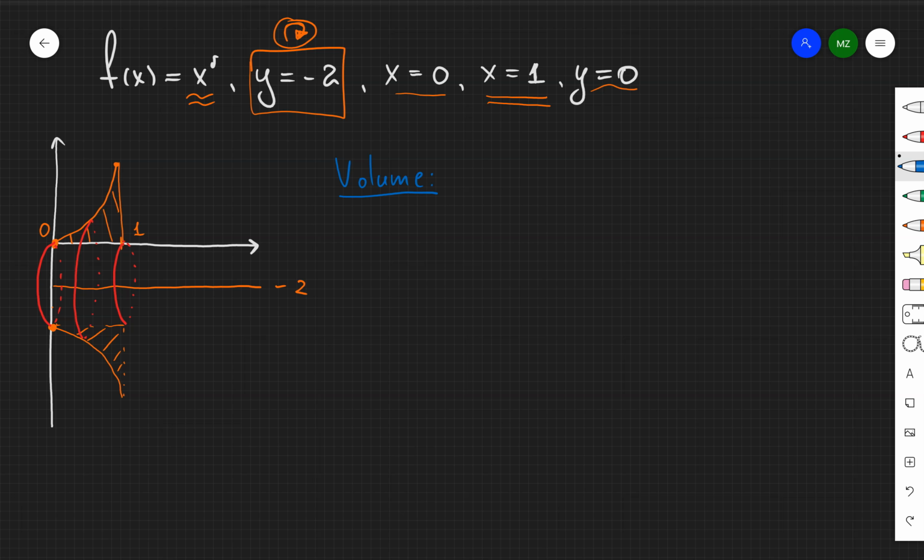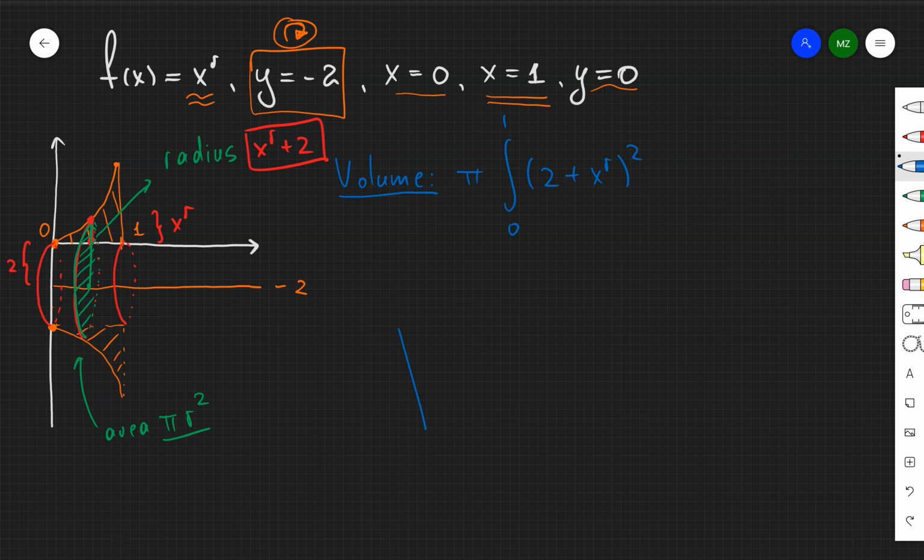Our next step is to find the volume, or to express the volume using the formula that we're familiar with. We remember that we need to figure out what is going to be the radius of our solid, where our point is going to go around a circle. And that radius is a part of the formula for the area of the circle, and the volume is going to consist of the infinite sum of those circles. And you can see that our radius is going to be the sum of two numbers, where 2 is the distance between y is equal to -2 and the x-axis, and x to the r is the distance between the x-axis and my function. So that's why the radius is going to be equal to 2 plus x to the r squared.